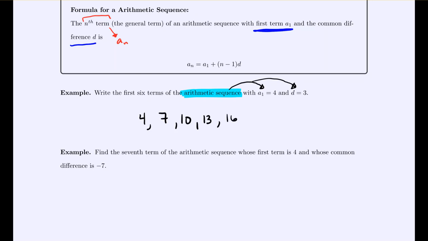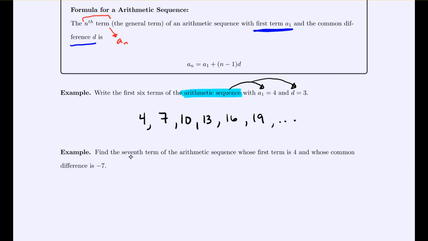Now let's count how many we have written down. 1, 2, 3, 4, 5. We were asked to write 6. So 16 plus our common difference of 3 would give us 19. So this is the first 6 terms of the arithmetic sequence described.